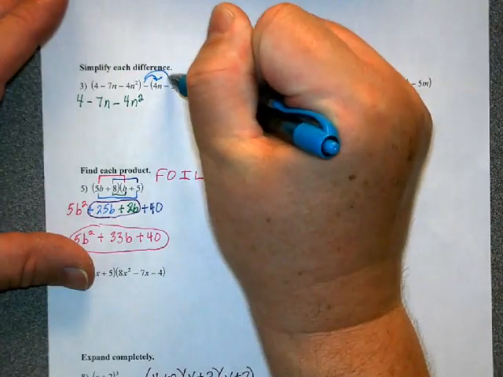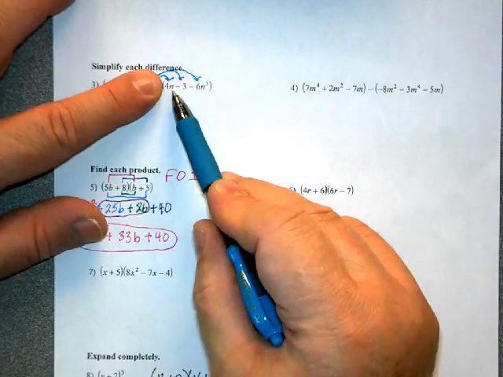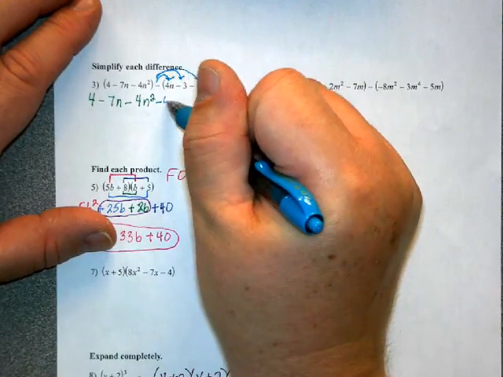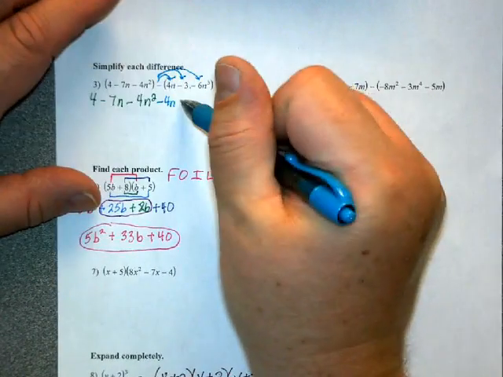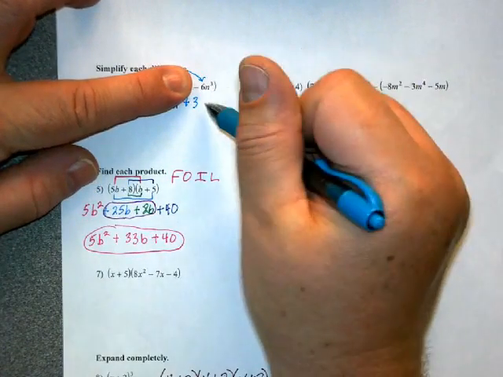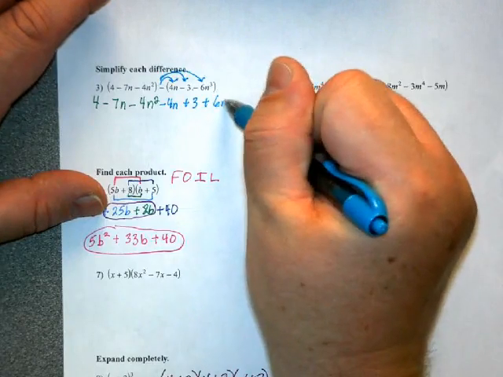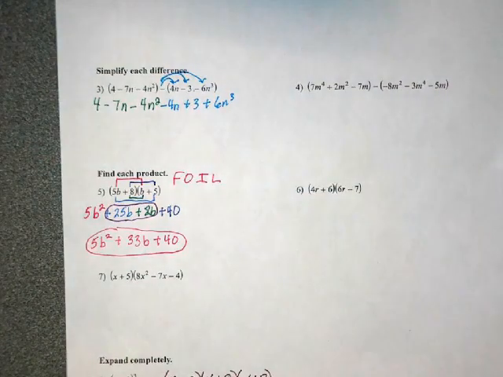Yeah, basically what I'm doing is changing the sign. So here I have a positive 4n, it's going to be a minus 4n. Here I have a negative 3, so it's going to be a positive 3. Here I have a minus 6n cubed, so I'm going to have a plus 6n cubed. So there's your hint. Actually, it's more than a hint.